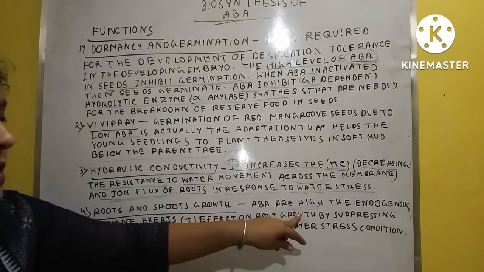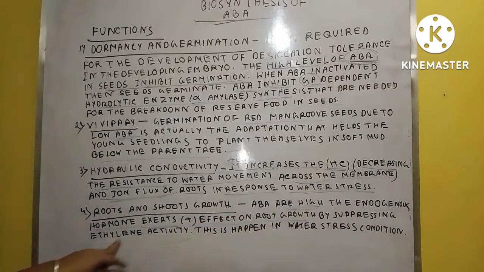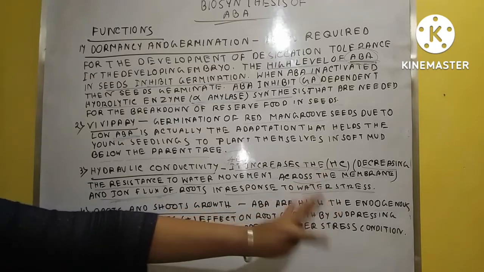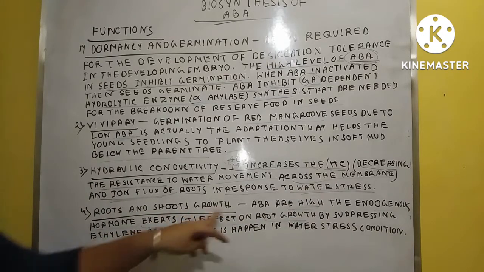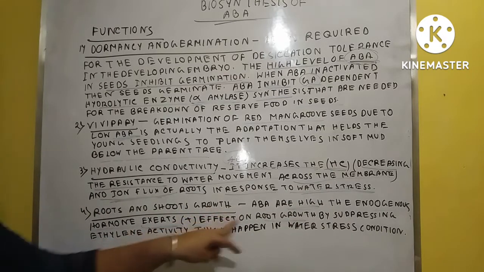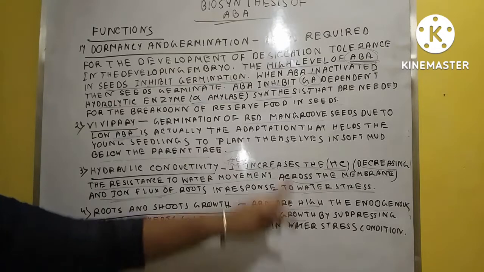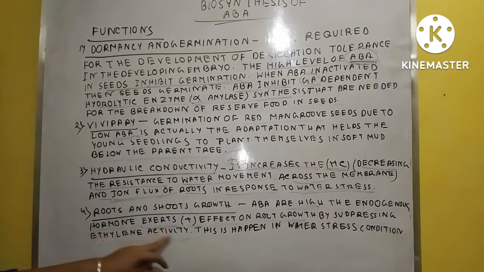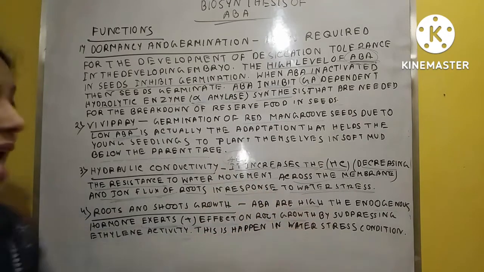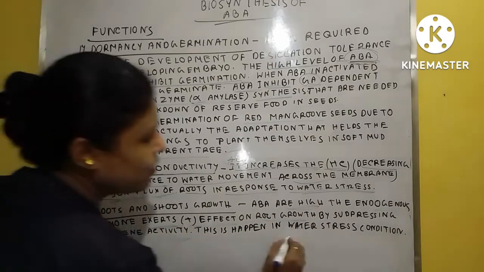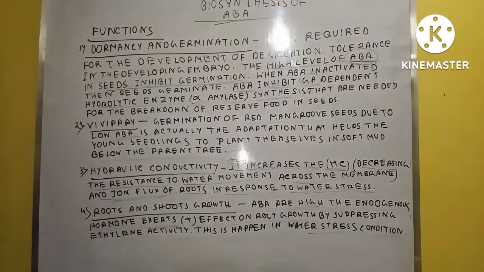And how is that possible? In that situation, the ethylene activity is suppressed. You can imagine it is vice versa. When ABA is low, it exerts a negative effect on root growth, because in that situation the ethylene activity is not suppressed, or ethylene activity is high. This situation generally happens when the water stress condition is occurring.